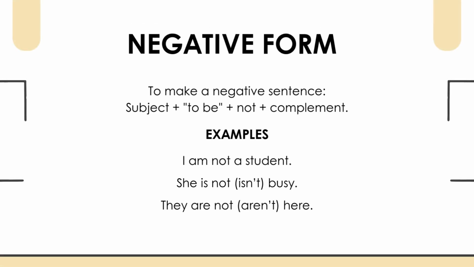To make a negative sentence with to be, we add not after the verb. For example, I am not a student, she is not busy, or they are not here. In spoken English, we often use contractions like isn't or aren't. These make the sentences sound more natural and conversational.